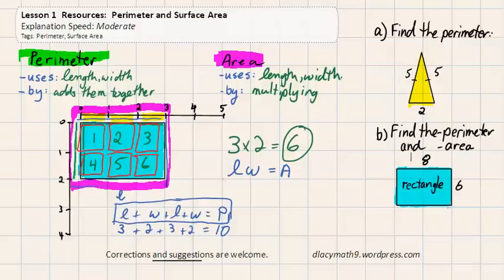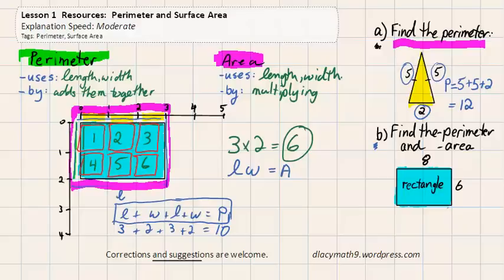Well, let's do an example here to solidify things. Let's look at A over here. Find the perimeter of the triangle. So we've got this triangle marked up with its various lengths. So the perimeter, P, is simply equal to the first length here, 5, plus that one, 5, and it's a triangle, so there's only 3 sides, plus 2. The answer is 12. That's the perimeter.